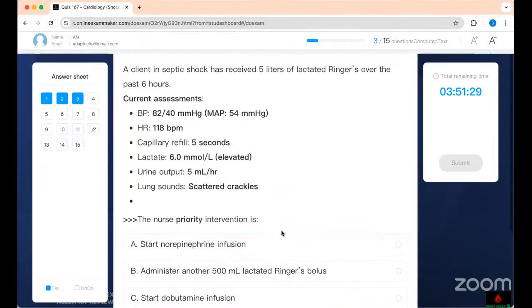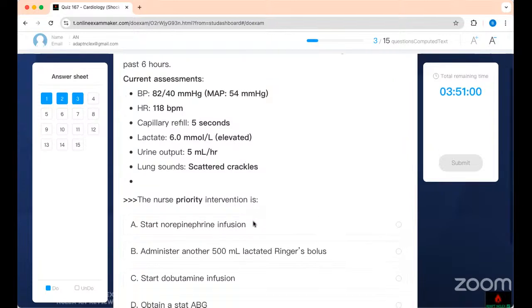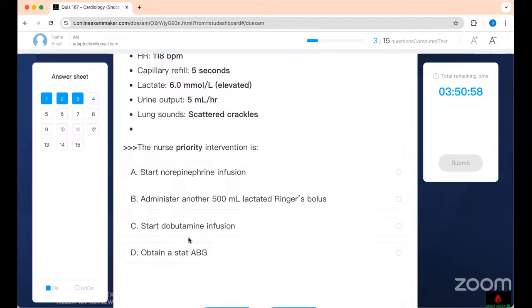Similar thing. A client in septic shock has received, and now I'm trying to see if you get the concept, we've given them 5 liters in 6 hours. That means we're giving them all the fluid they need. And blood pressure is low, there's tachycardia, capillary refill is 5 seconds, lactate is elevated, and all this is hypoperfusion. Urine output is low, lungs have scattered crackles. What do you want to do?